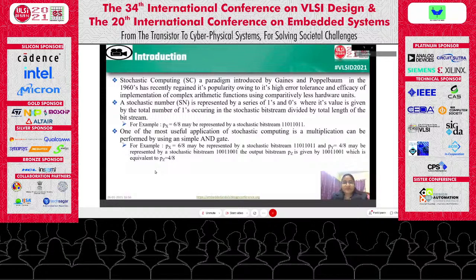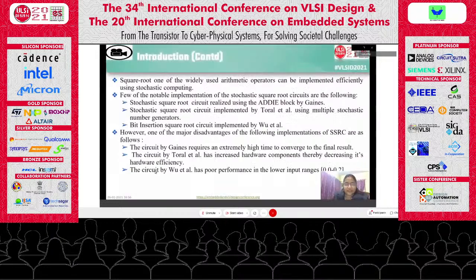One of the most useful applications of stochastic computing is obviously multiplication, which can be done using a simple AND gate. For example, a number with probability px equal to 6 by 8 is represented using the bit stream 11011011, and a number with probability py equal to 4 by 8 can be represented using the stochastic bit stream 10011100. Then the output bit stream can be obtained by just ANDing the two bit streams, which is equivalent to pz equal to 4 by 8.